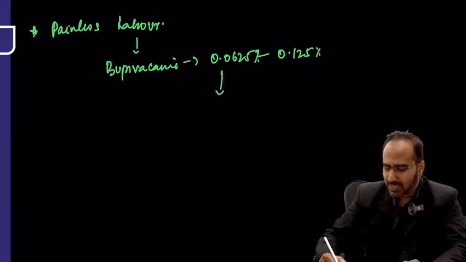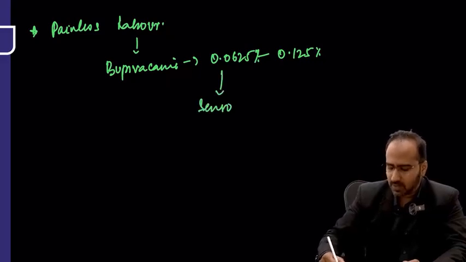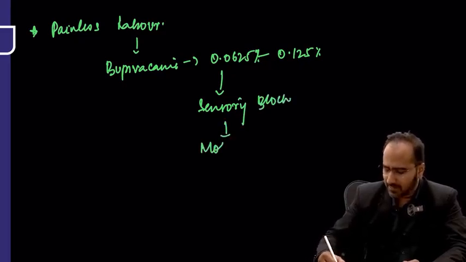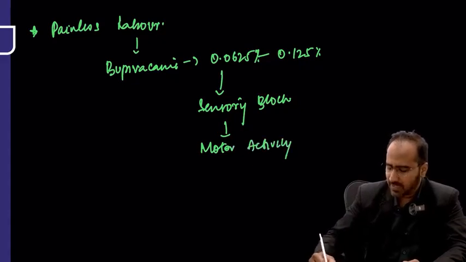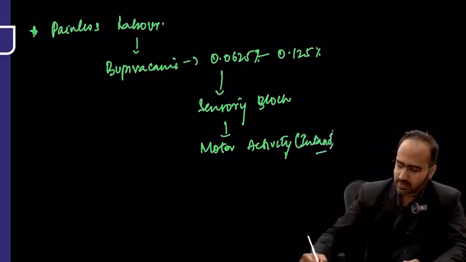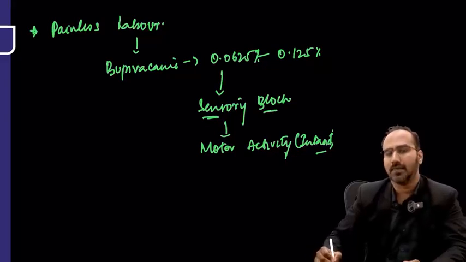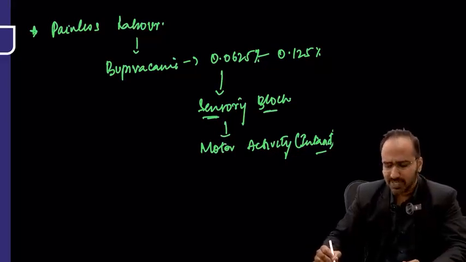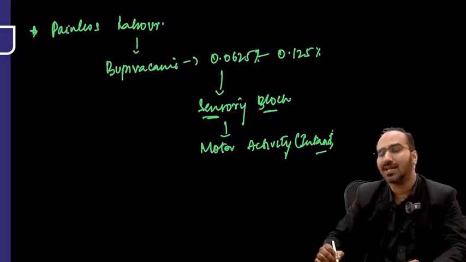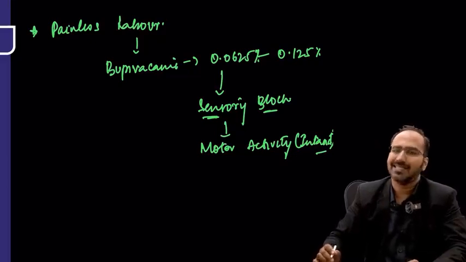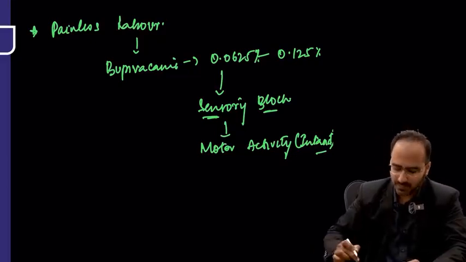When you give the drug in this concentration, it will only cause sensory block, while the motor activity will be intact. So this is called the painless labor concept. This was regarding the epidural anesthesia. By placing a catheter inside the space, we achieve this.